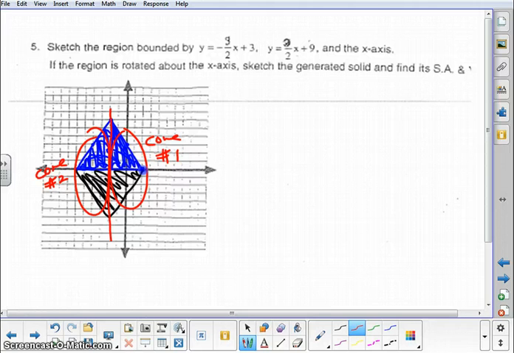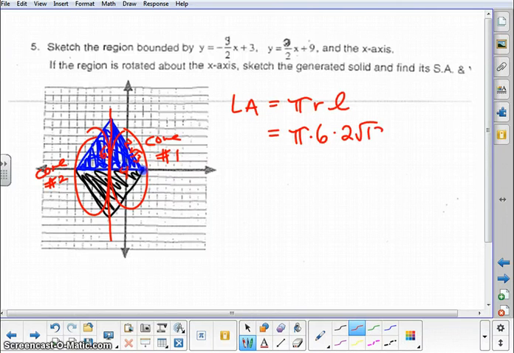Okay, so since we know it's a double cone, let's go ahead and find the lateral area. The lateral area is going to be pi times radius times the slant height. Pi and radius are easy enough to get, but the slant height we're going to have to work at a little bit. We have 4 and a 6 in the picture, and once you find the hypotenuse, you get 2 radical 13. So I'm going to multiply that by 2 radical 13 for a final answer of 12 pi radical 13.